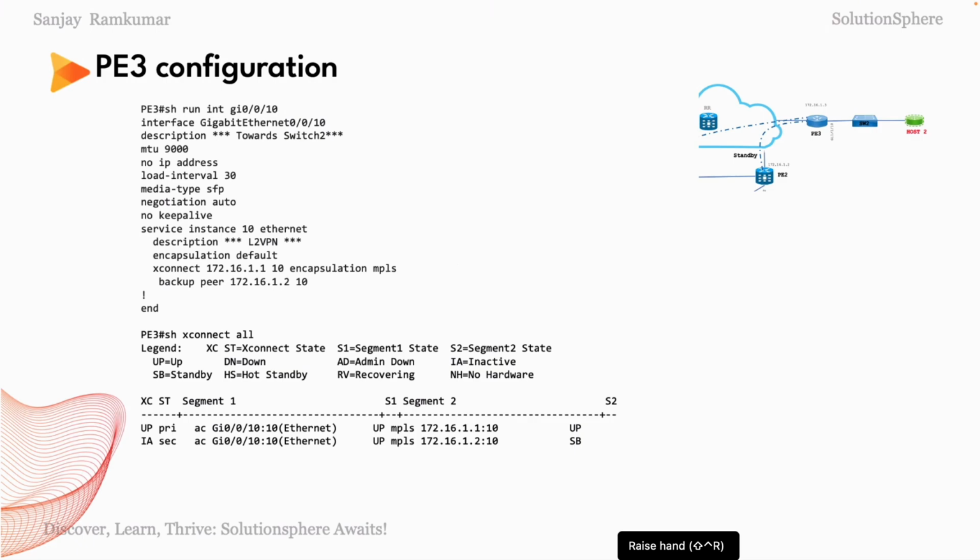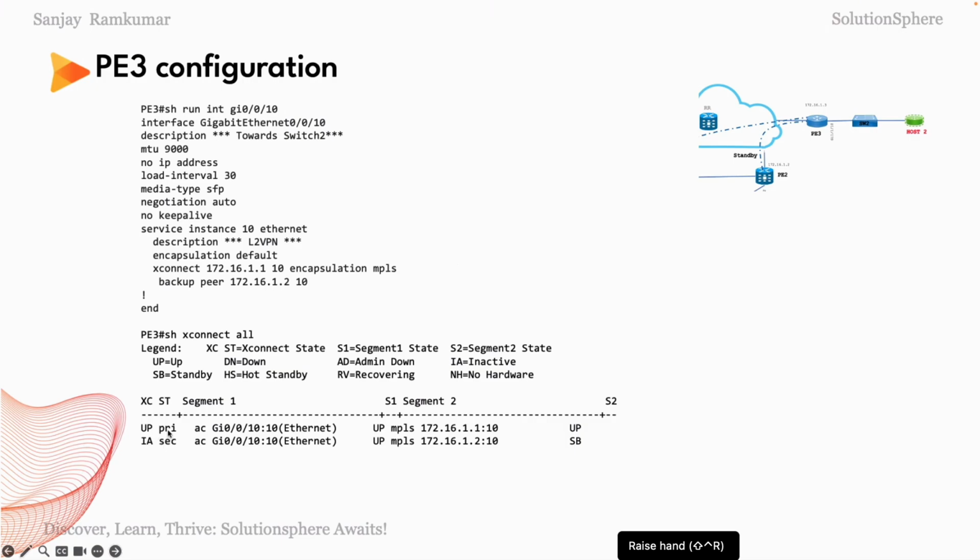Once this is done, it's time to verify the L2VPN targeted LDP session to see whether the session is up between the Ps. So when we check this command, we can see the status. We can see one is up and the other one is IA. Up means the status is up end to end. IA means it is inactive.